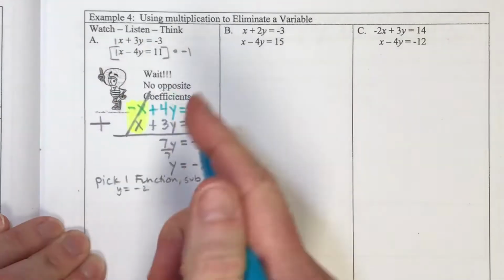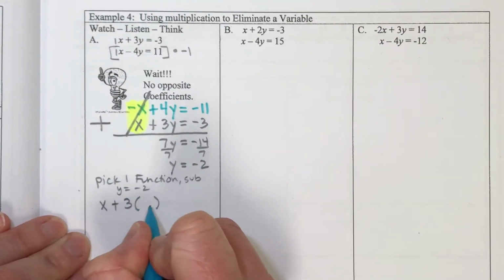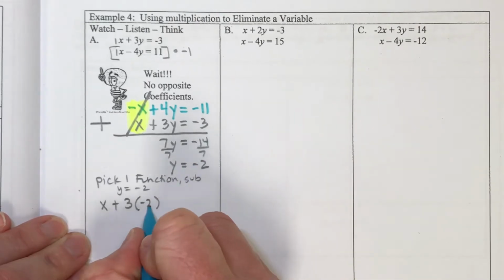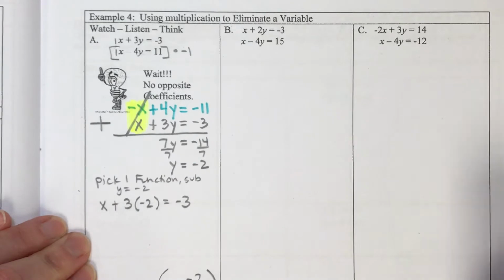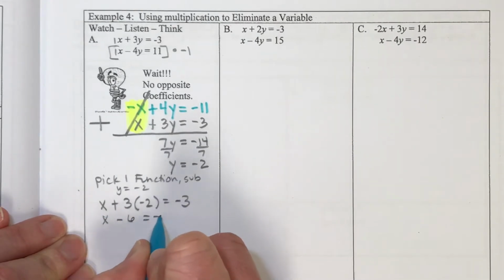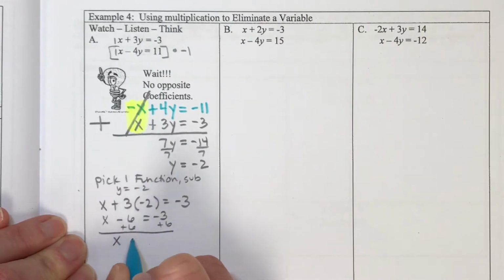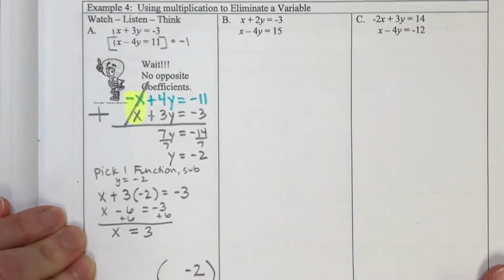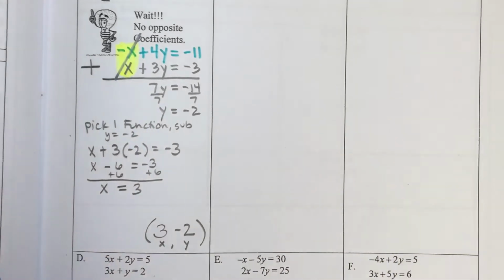I'm just going to use the top equation here, 1x plus 3 times the y value, which now I know is -2, is equal to the number here. This is that function, -3. Now I'm going to simplify. X minus 6 is equal to -3. And if I add 6 over to the right side here, I'm going to solve for my x, and I get a value of +3. So this is my solution.